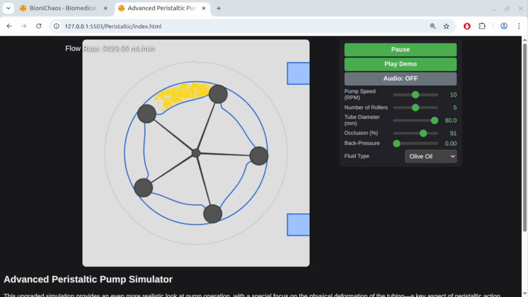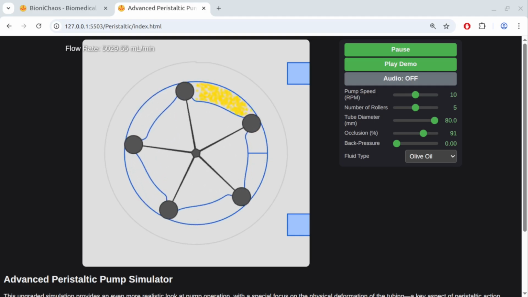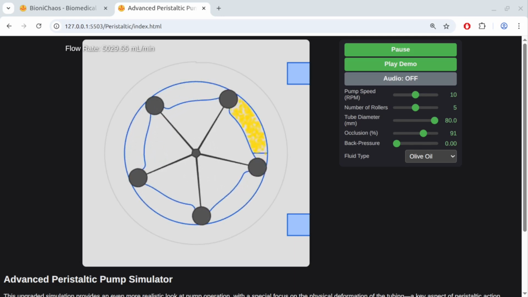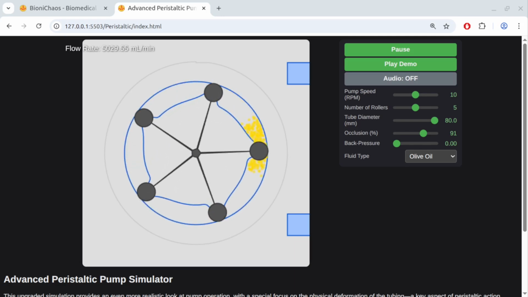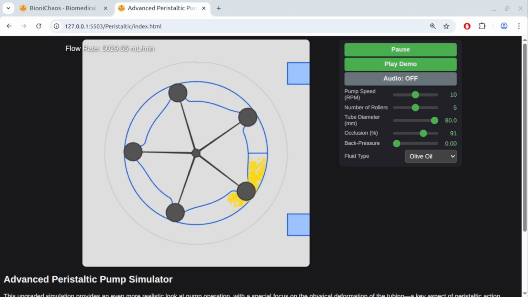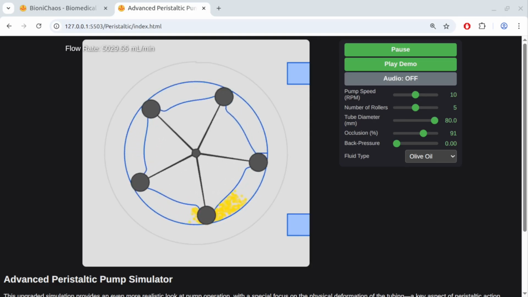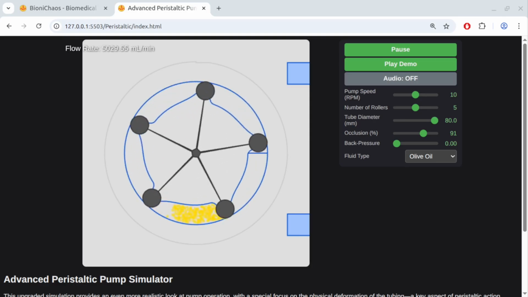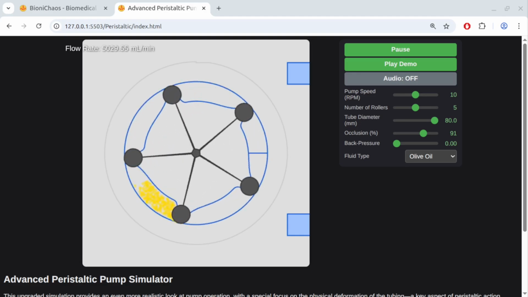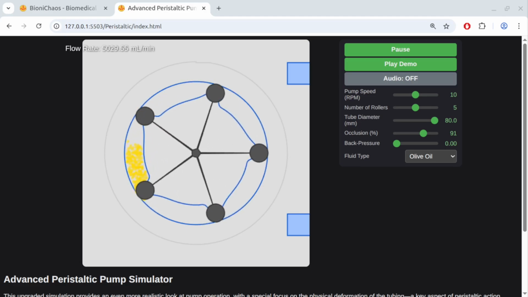Here's the question. When adjusting the occlusion percent slider in the Advanced Peristaltic Pump Simulator, the displayed flow rate changes, indicating a functional impact. However, the visual representation of the gap between the rollers and the outer tube wall does not appear to change correspondingly. Is this an intended visual simplification, or does the simulation model the physical deformation of the tubing and the resulting changes in the gap as the occlusion percentage is adjusted? If it's the latter, could you provide insight into why this visual change isn't apparent?